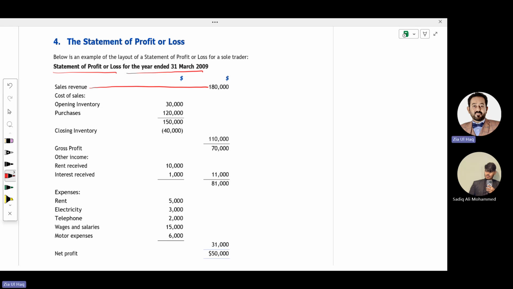What is this? Sales revenue. Total sale of the business for the year. This is not sale of assets. This is a sale of inventory, meaning stock. Then we deduct cost of sale from this sale. What are we deducting? Cost of sale from this sale.